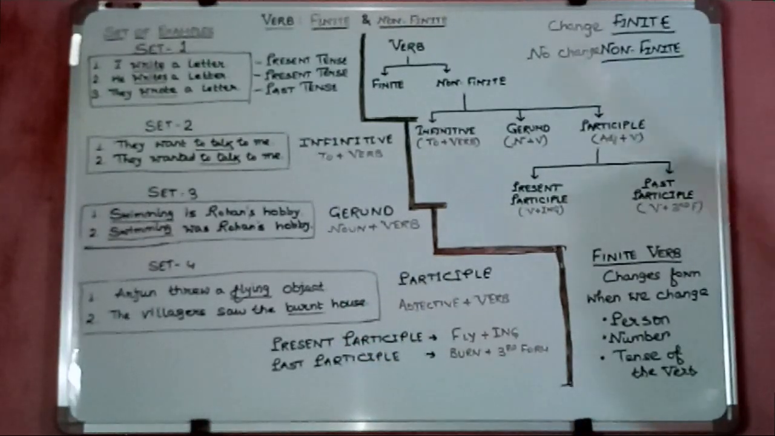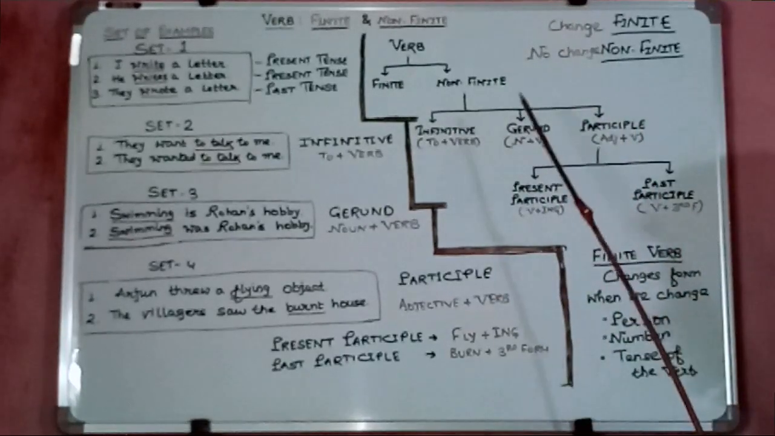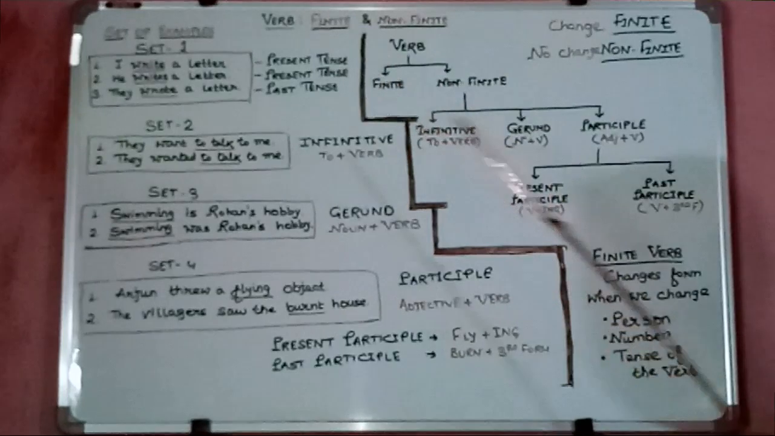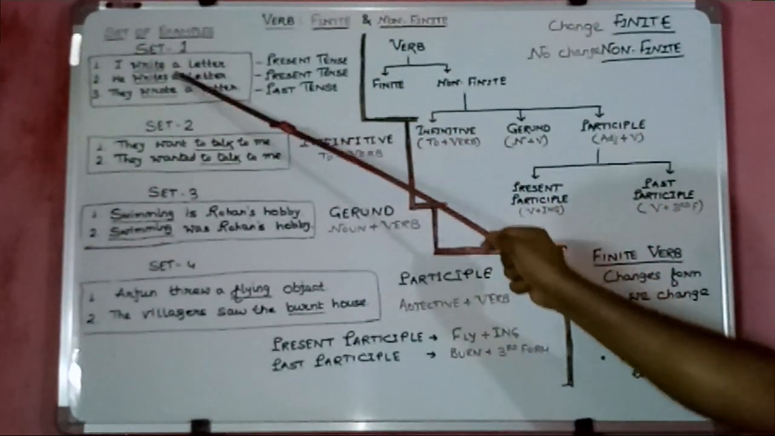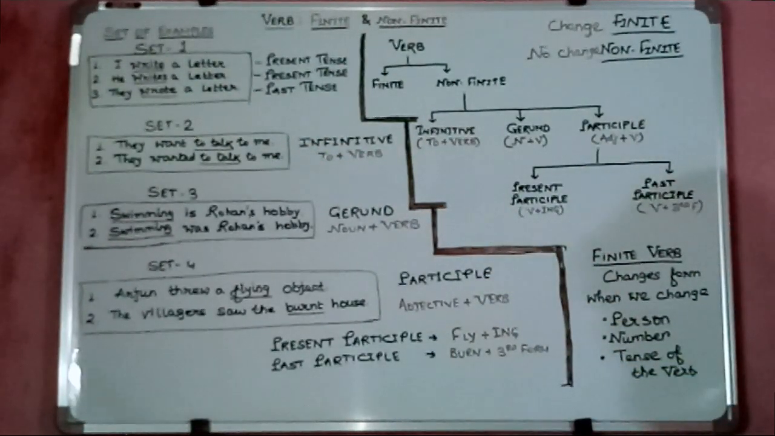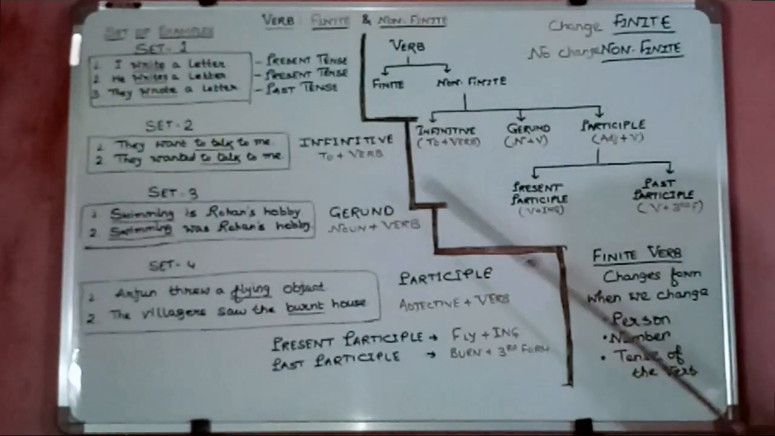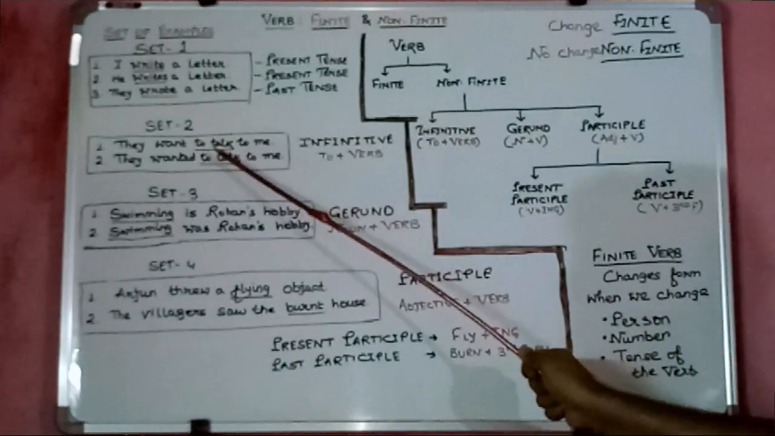So in this way we have come to the conclusion of this particular topic today: finite verb and non-finite verb. On recapitulation, a finite verb changes its form when there is a change of the person, number and the tense. You can easily see it. I have already explained the two changes over here. And in a non-finite verb, there will be no change at all, even if you change the tense of the verb. There are three types of non-finite verbs: infinitive, gerund and participle. Infinitive, there will be to plus verb.